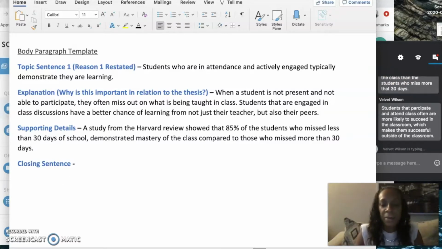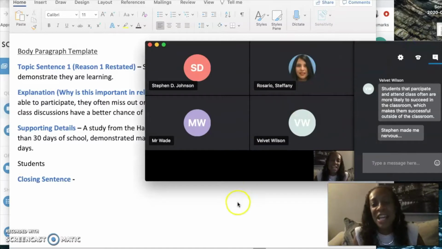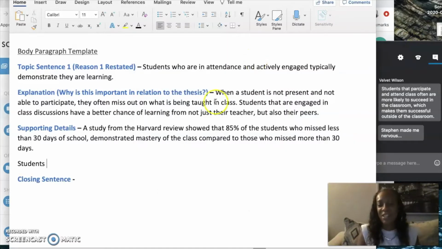All right, so I'm also going to add what Velvet has just typed. Velvet, thank you so much. Stephen made you nervous with the statistic. He made me nervous too, Velvet, because I was in the middle of explaining it, and then it was like, bam, here's this nice big long statistic.